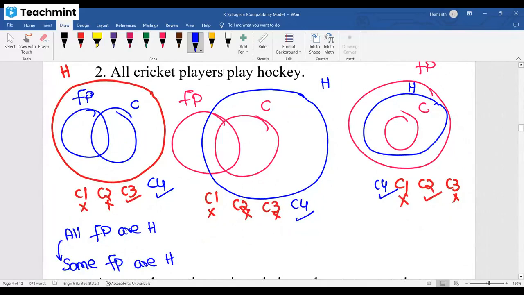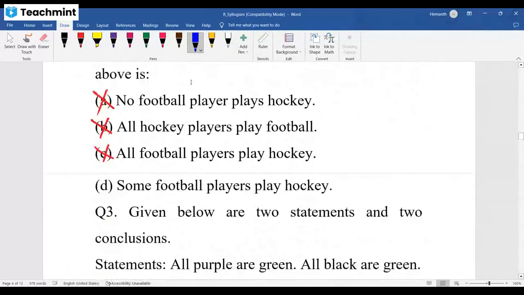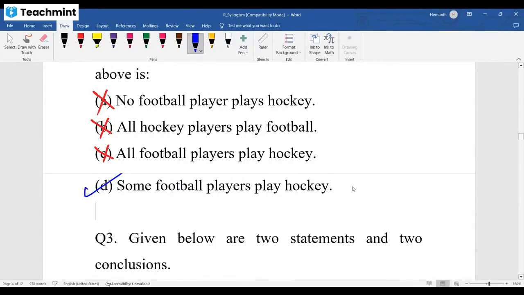Right? So which is true in all diagrams now? Which fourth conclusion is true in all diagrams? So, option D: some football players play hockey. Here you are lucky enough: two statements, four conclusions we are going to decide. Among the four, you decided only the fourth one is true in all cases.